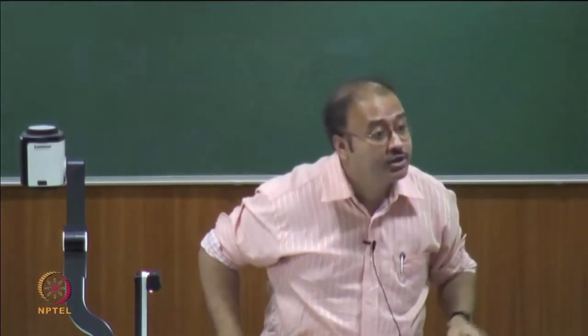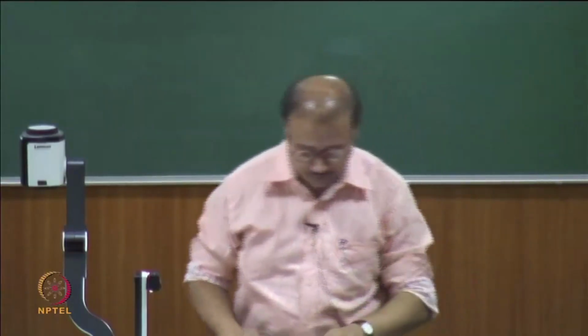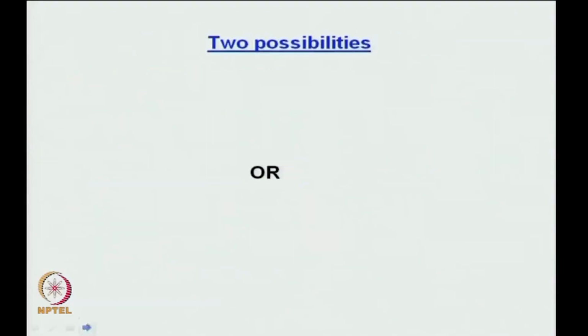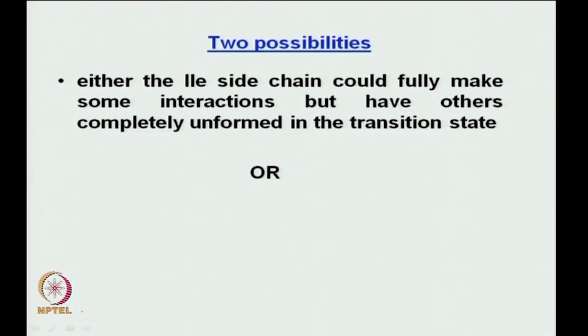Now, how can we interpret this half? Think about this, how can you interpret this half? There are two ways you can do it. One is, either the isoleucine side chain could fully make some interactions, but have others completely unformed in the transition state. So, what does it mean? What it tells you is, I have done this mutation, right. Now, say I have 100 protein molecules. In the 100 protein molecules, 50 of the molecules have already formed that isoleucine part in the transition state, but 50 of the molecules have not reached the transition state even.